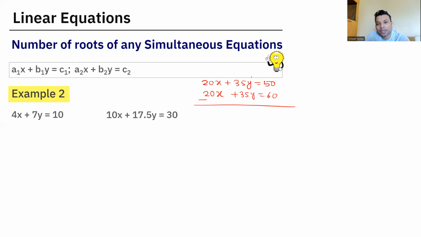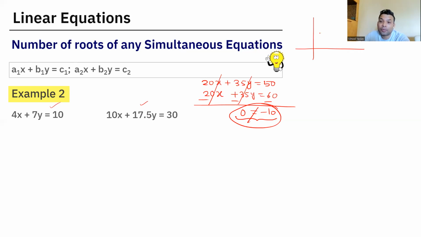Subtract. Everything got cancelled. 0 is equal to minus 10. Is it true? Of course not. This is an impossible situation. In the earlier case, we got 0 equal to 0. At least that was a true situation, right? But 0 equal to minus 10 is impossible. It simply means there is no value of x and y which can satisfy both of these equations simultaneously. It means there is no solution.